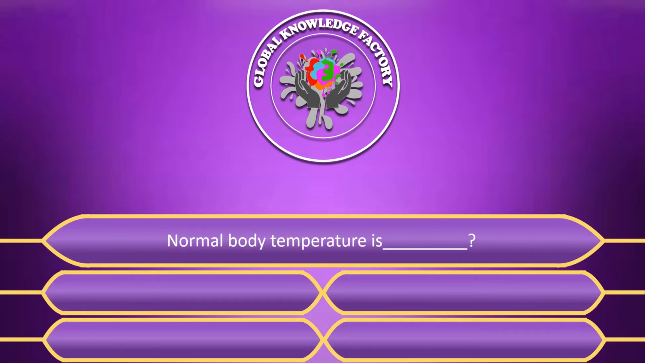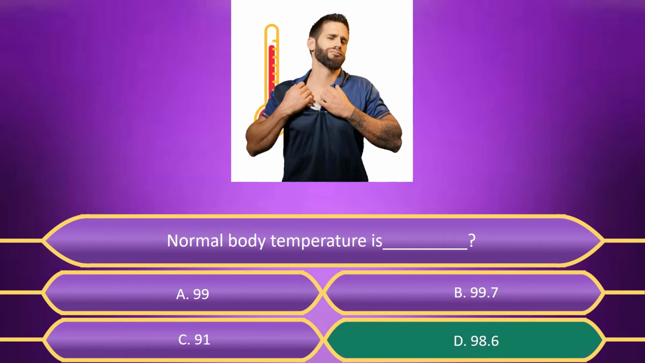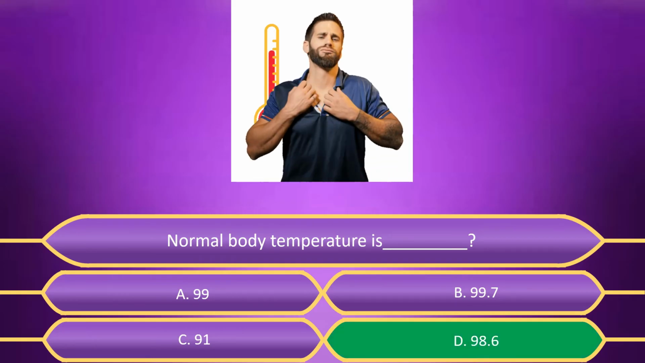Normal body temperature is dash: A 99, B 99.7, C 91, D 98.6. Answer is D 98.6.